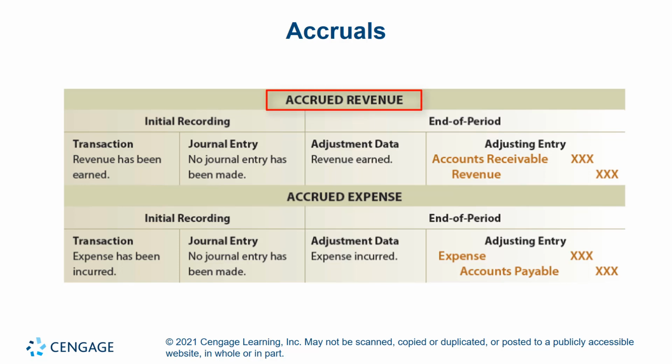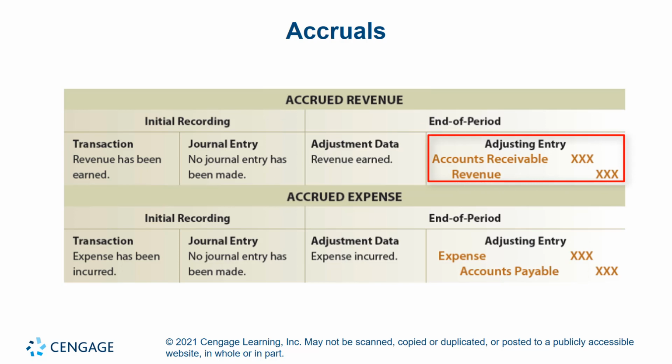The recording for revenue earned but not yet received payment for is called an accrual of revenue. And the recording is simply a debit to accounts receivable, a credit to fees earned. Accounts receivable is an asset, and to show the increase of the asset account, we debit accounts receivable. Fees earned, on the other hand, is a revenue account. To show the increase of revenue, we credit fees earned revenue account.